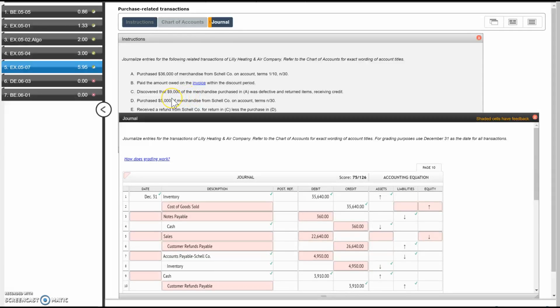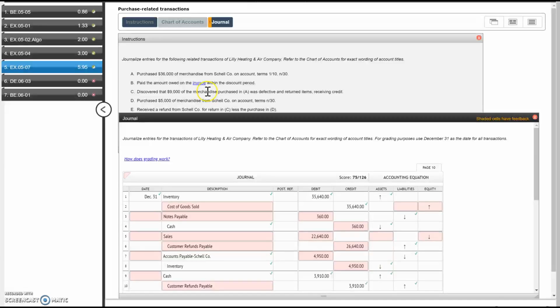Okay, so now we discovered that $9,000 of our merchandise that we purchased was defective, and so we're going to return it and we're going to get a credit. We've seen that happen before. You've had to return stuff. I've had to return stuff. So when we return stuff on credit, first of all, we're going to be sending the goods back. So if we're reducing inventory, that means we're going to credit, right?